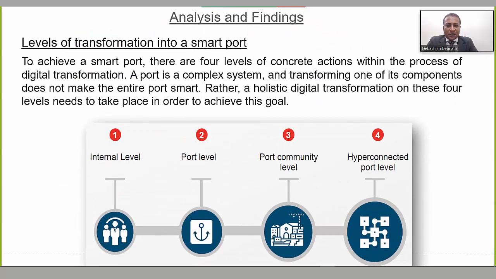Here you can see some levels of transformation into a smart port. To achieve a smart port, there are 4 levels of concerted action within the process of digital transformation. A port is a complex system, and transforming one of its components does not make the entire port smart. Rather, a holistic digital transformation on these 4 levels needs to take place in order to achieve the goal. The first level is the internal level, the second level is the port level, the third level is the port community level, and the fourth level is the hyperordinate port level.